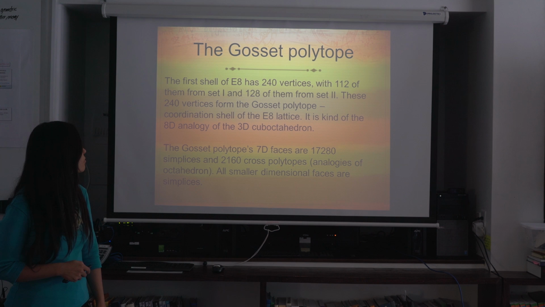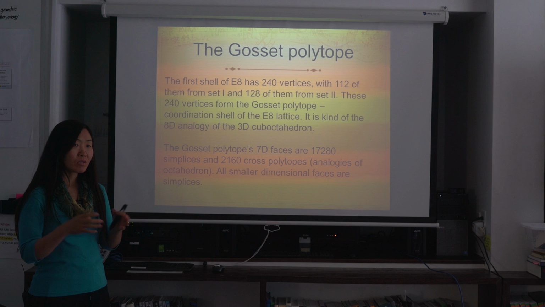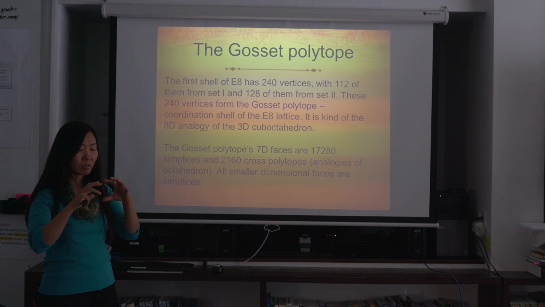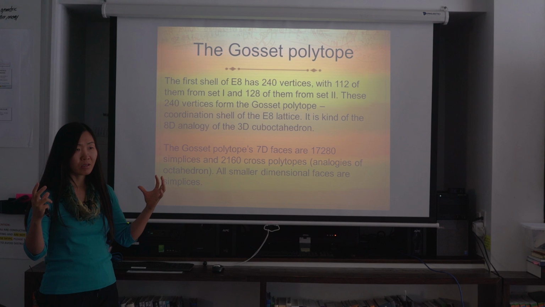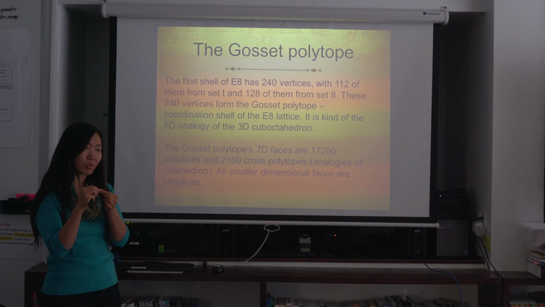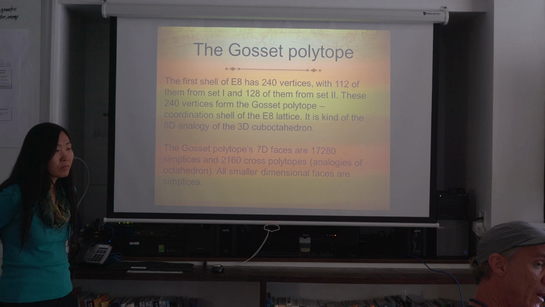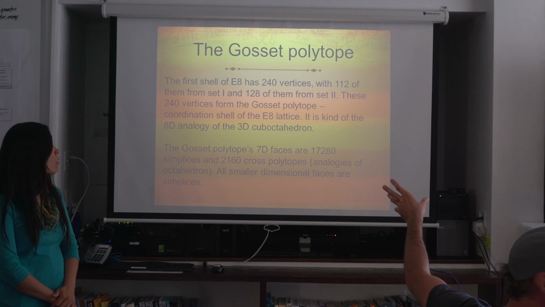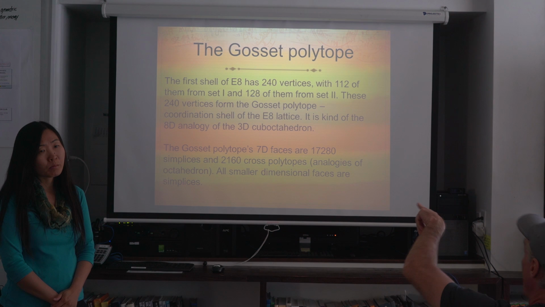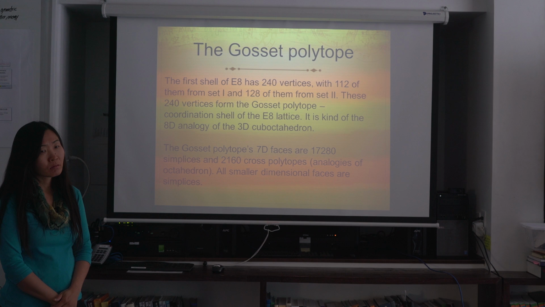Well, E8 is an 8-dimensional lattice. If you start from a point, you can think of this 8-dimensional lattice as made of spheres. So it's like nearest neighbor, the same radii from the center point. The first shell would be the nearest neighbors. This is the maximum packing of spheres in 8-dimensional space, and the kissing number is 240. So the kissing number in 8D corresponds to the 240 vertices of the Gosset polytope.